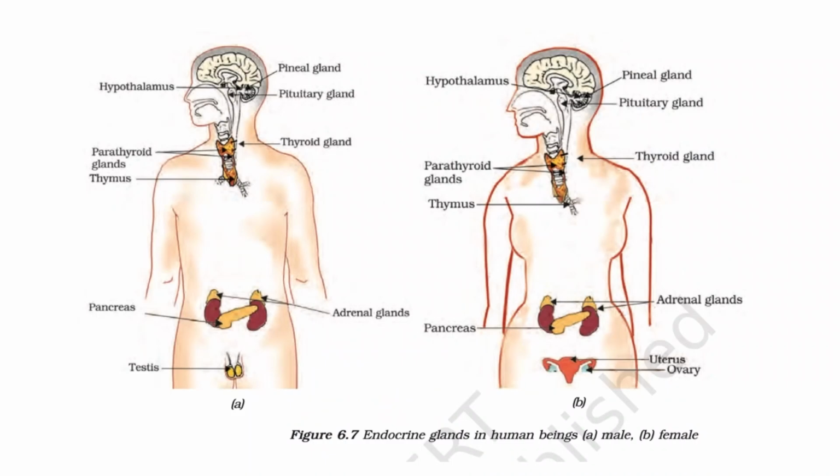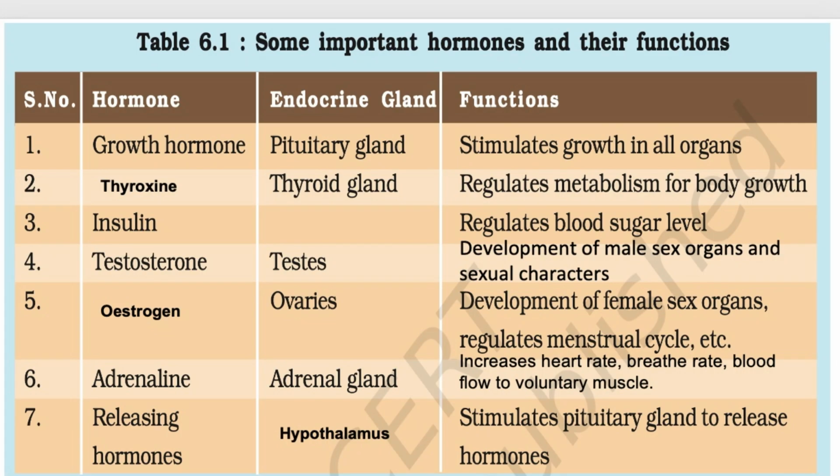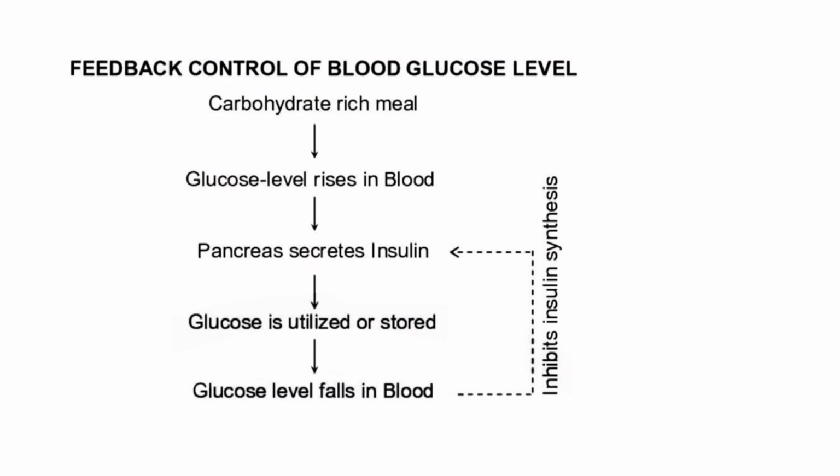Human chemical coordination, remember to go through figure 6.7 to learn the location of different endocrine glands in the human body. We learned the functions of different hormones like growth hormone, insulin, testosterone, estrogen, adrenaline, and releasing hormones. We learned three deficiency conditions like goiter, which is because of the deficiency of thyroxine, insulin deficiency causes diabetes, and growth hormone deficiency during childhood causes dwarfism. Towards the end of the chapter, we learn about the feedback mechanism of insulin, which is also a very important topic.